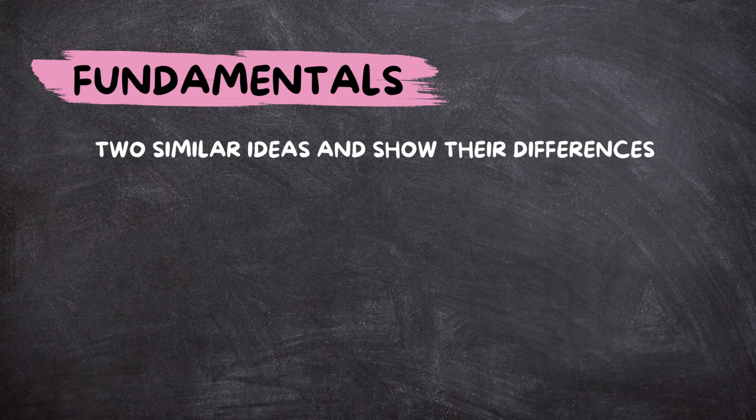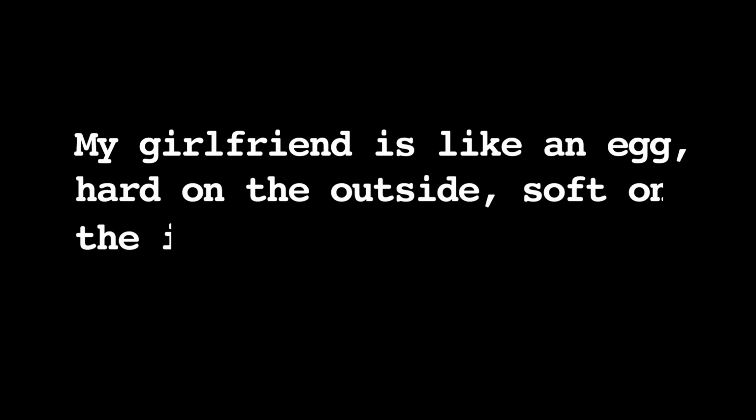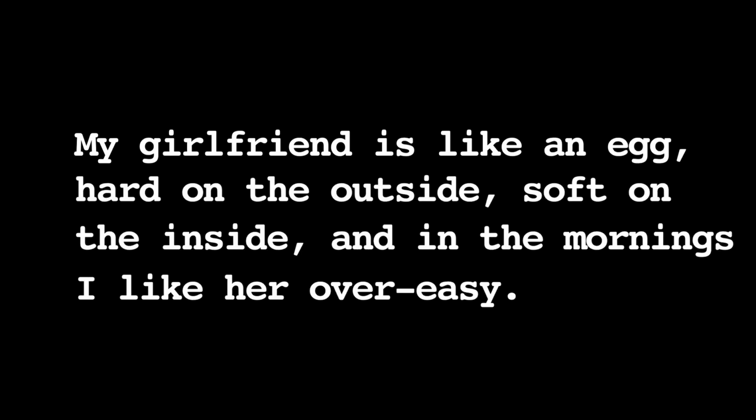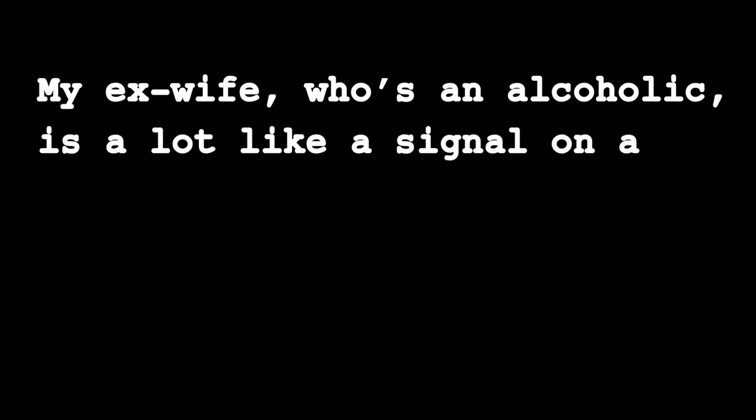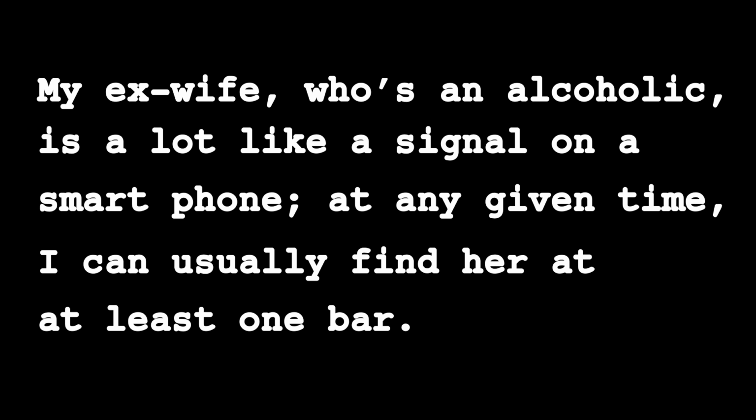Now, the compare and contrast structure taps into some of the most early fundamental principles of comedy, where we take two similar ideas and show their differences, or two different ideas and show their similarities. So compare and contrast is kind of an opposite to an analogy, where we show two dissimilar ideas and how they're similar. Like, my girlfriend's like an egg, hard on the outside, soft on the inside, and in the mornings I like her over easy. Or my ex-wife, who's an alcoholic, is a lot like the signal on a smartphone. At any given time, I could usually find her at least one bar. And that's an analogy showing two dissimilar ideas and how they're similar.